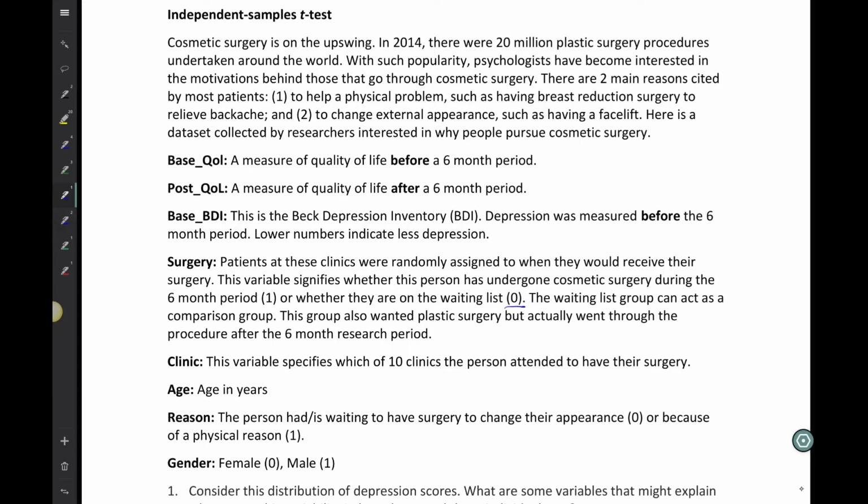Clinic just tells us which clinic they went to. There were 10 clinics that they could have attended to have their surgery. We can also see their age, the reason that they provided for having surgery, whether it was to change their appearance, 0, or for a physical reason, 1. And we also can see their gender. Females are coded as 0 and males are coded as 1.